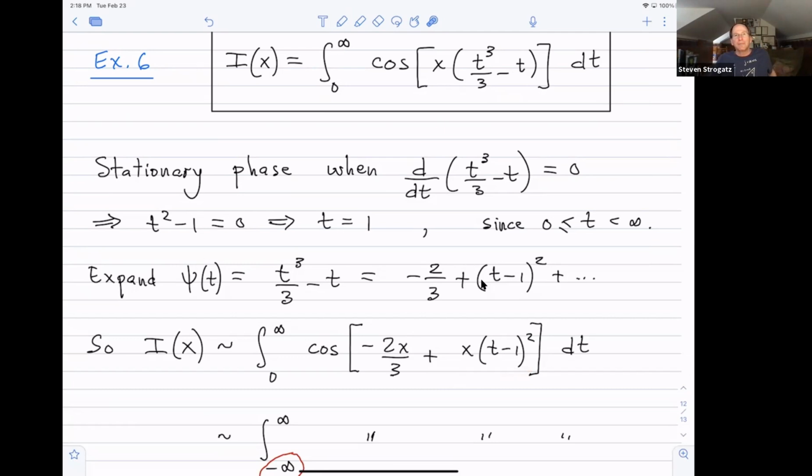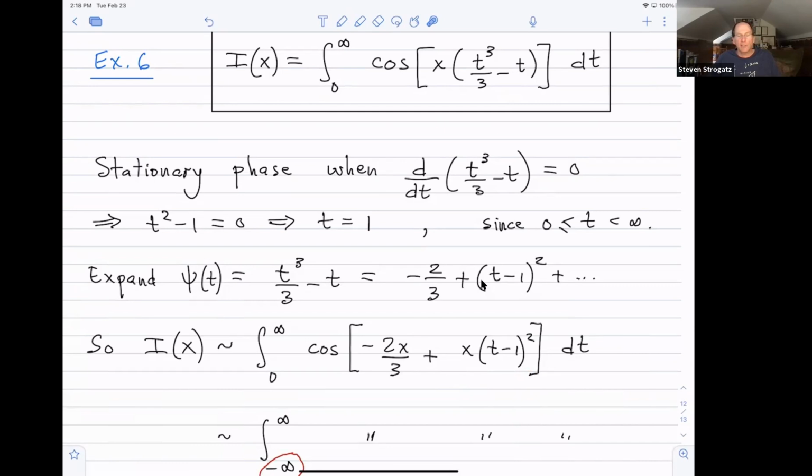If there are multiple points of stationary phase within the domain of integration, would we just split the integral into, say, two integrals and do this method around each one? Yes, exactly. You do it around each one, and then you'd see if they have the same order of magnitude or if one dominates the other. So we'll see calculations like that.